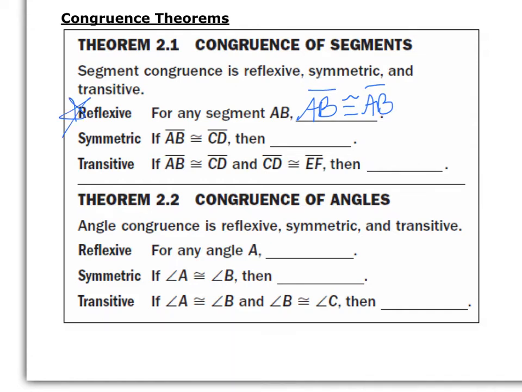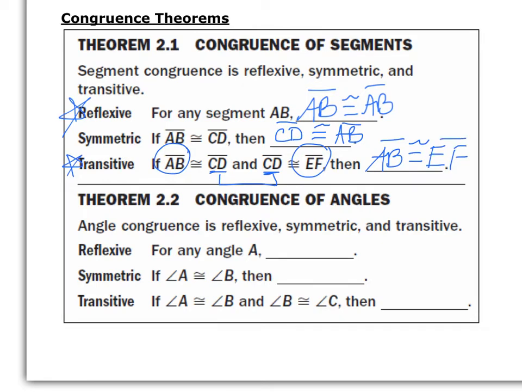The other properties are not going to be as common, so the next one is symmetric. If AB is congruent to CD, then we can flip it, and segment CD is congruent to segment AB. The third one, transitive, we're going to see quite a bit as well. If AB is congruent to CD, and if you notice, these parts are the same now, then if CD is congruent to EF, we can tie the first one to the last one together. So AB is congruent to segment EF.